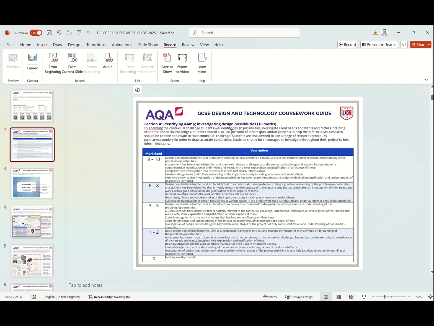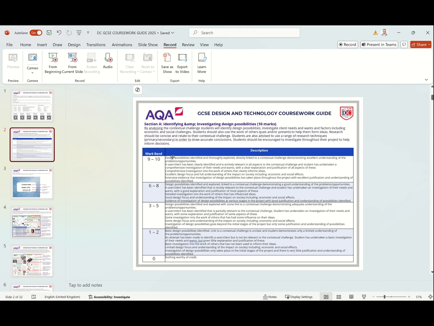Students will be able to use the work of others, past and present, to help them with ideas. Research should be concise and relate to the contextual challenge. Students are also advised to use a range of research techniques, primary and secondary, in order to draw accurate conclusions. Students should be encouraged to investigate throughout their project to help these decisions.